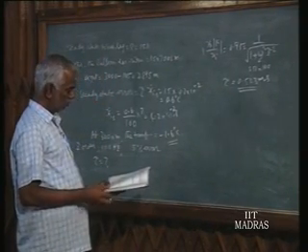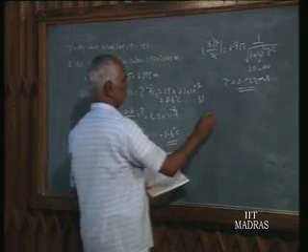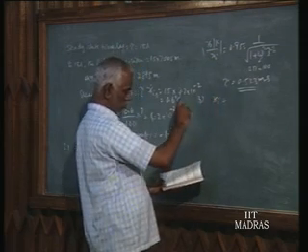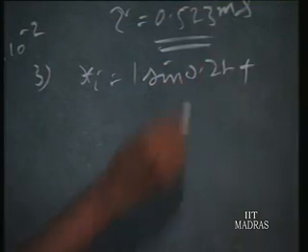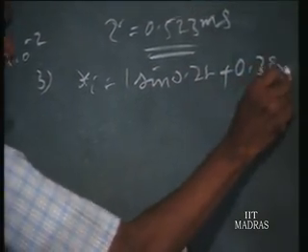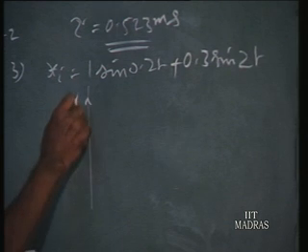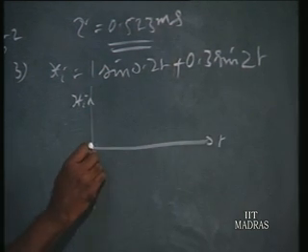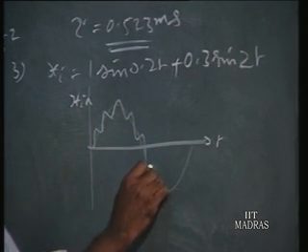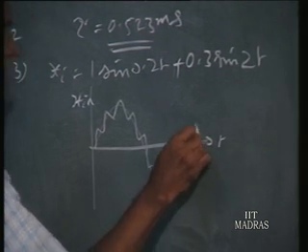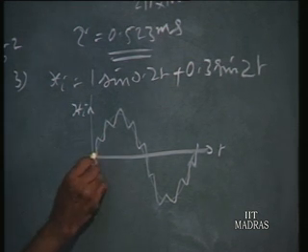Then another typical example. Problem 3. We have a signal xi equal to 1 as the magnitude, sine 0.2t, plus 0.3 sine 2t. That is, it is a signal having two components. This is xi versus t. This is one component, and here we have the other variation superimposed. It goes like this. So it has two components, and this is the final signal.